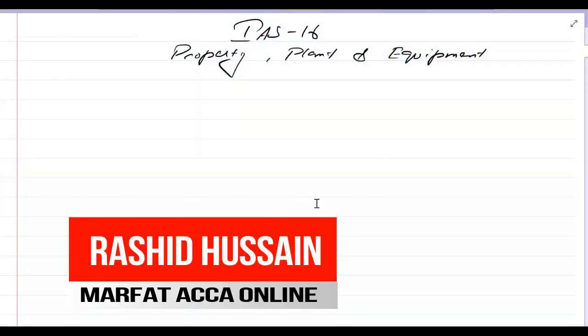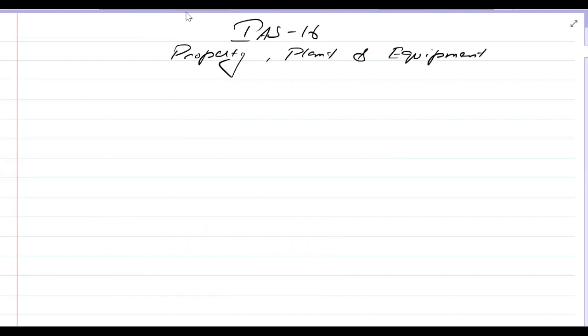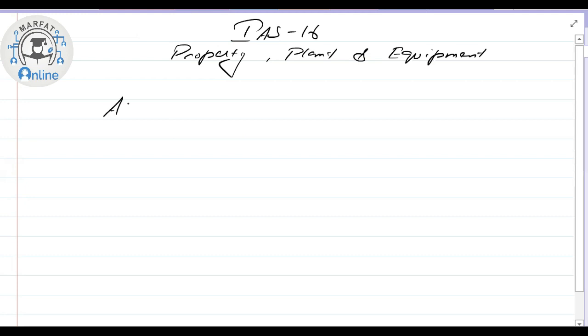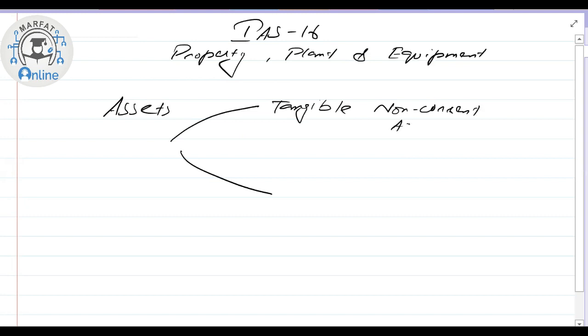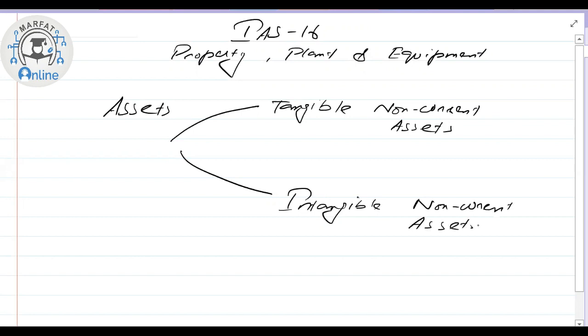All right, so today we are going to do IS-16, which is property, plant, and equipment. Now, obviously, from your previous knowledge, you know that we have two main types of assets: tangible non-current assets and intangible non-current assets. You have studied this in your previous accounting papers.